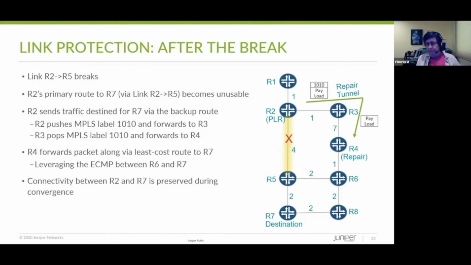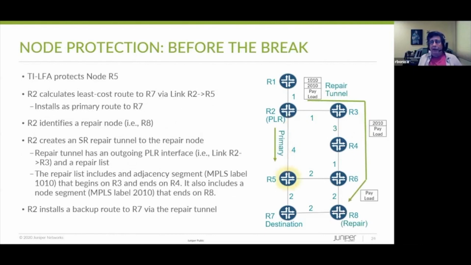Now, let's talk about node protection. We also have node protection in TI-LFA. Here, the link isn't protected. It's node R5 that's protected. So when R2 realizes that the link to R5 is broken, it assumes that the reason for this is that R5 is broken, and all of the links that R5 connects to are also broken. So now you do not want R6 to be exercising that ECMP to R7. You don't want it sending traffic to R5.